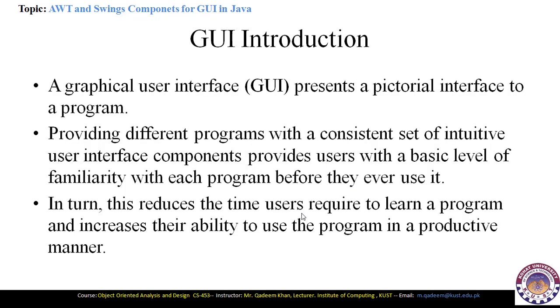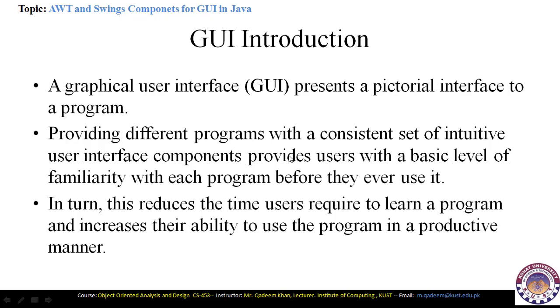Now, what is a GUI? Basically, GUI represents a graphical user interface or a pictorial interface to a program. You can see we have two types of programming in any language, like the console application and the Windows application. So GUI represents the Windows applications. It provides a consistent set of intuitive user interface components, which gives users a basic level of familiarity with each program before they ever use it.